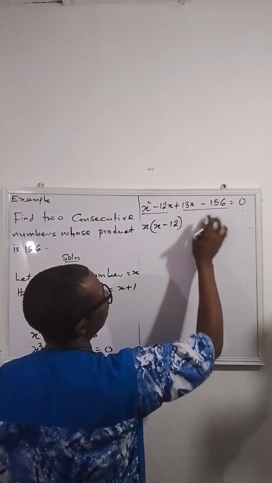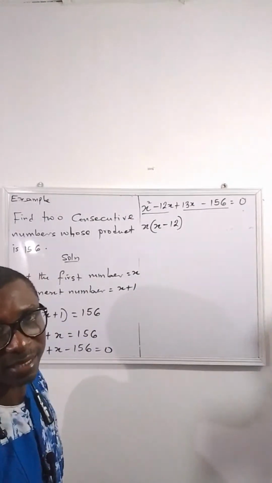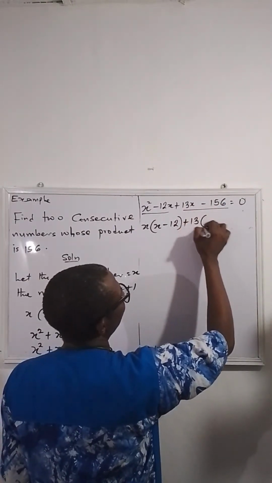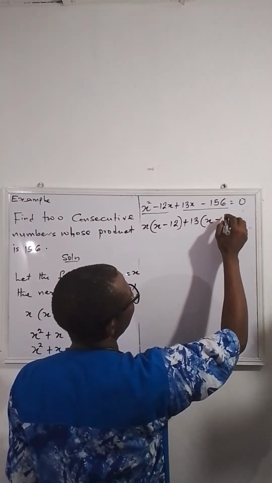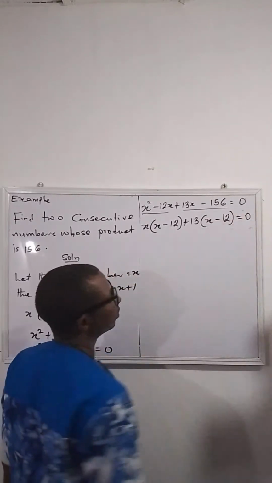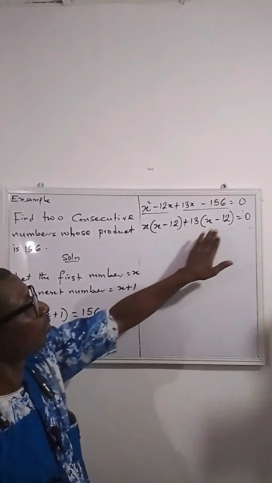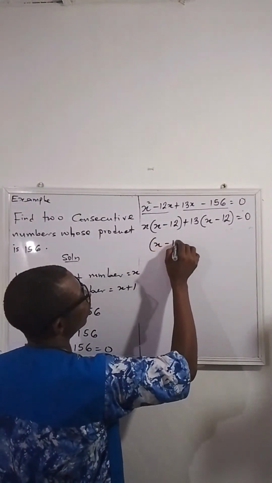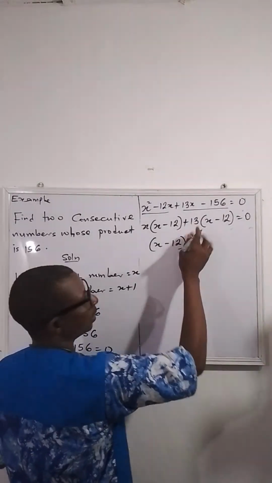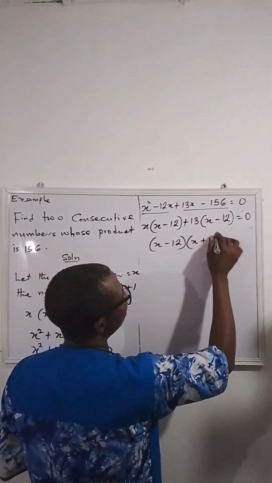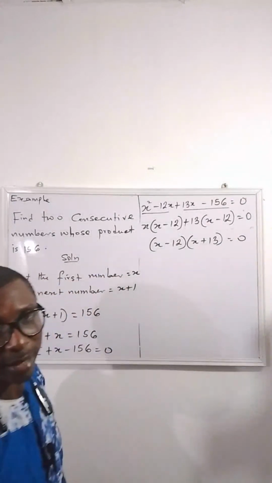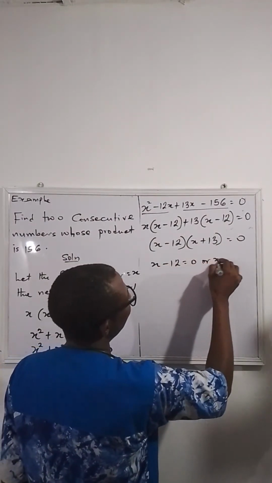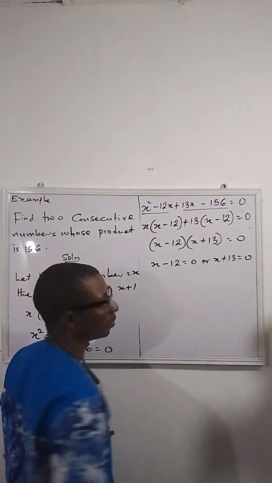Now look at this, the two terms here. What is the common factor? That is 13. Right? So divide this by 13, you have x. Now divide this by 13, you have minus 12 equals to 0. Alright, now let's look for the common factor. The common factor is x minus 12. So you have x minus 12. You are left with x and 13. So you have x plus 13 equals to 0. Alright? So you have x minus 12 equals to 0 or x plus 13 equals to 0.